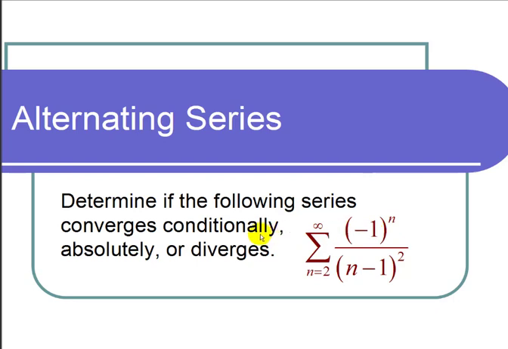So we want to see if it's conditionally convergent, absolutely, or if it diverges. So notice that as n gets large, these terms go to 0. So I'm not guessing that this diverges. Usually when an alternating series diverges, the limit doesn't go to 0. So let's see if we can guess if it's conditionally or absolutely convergent.